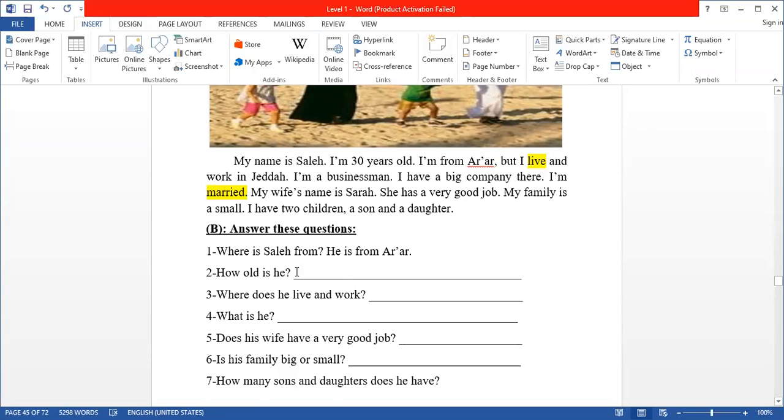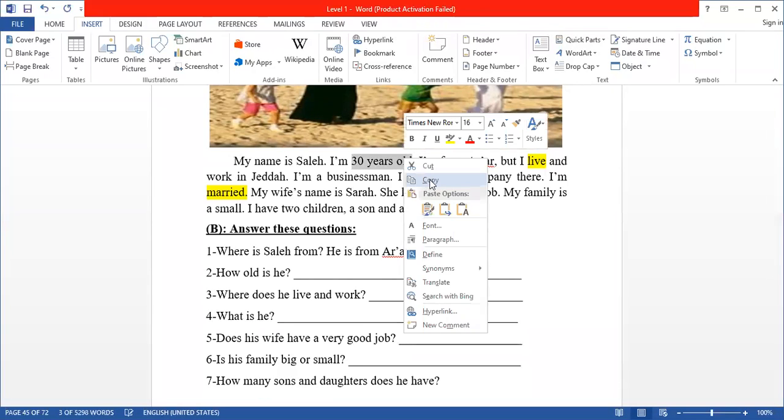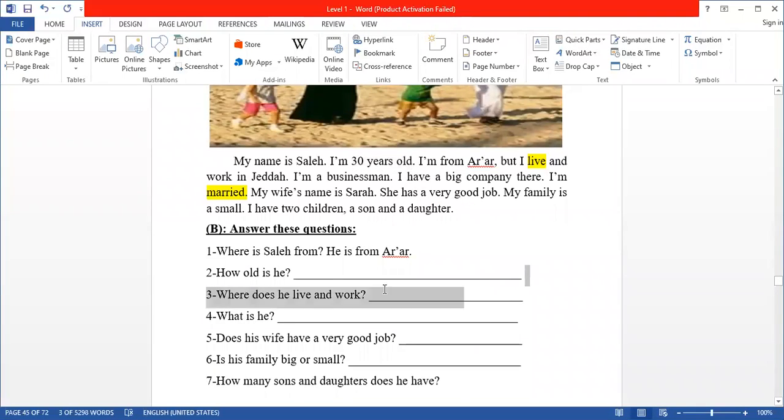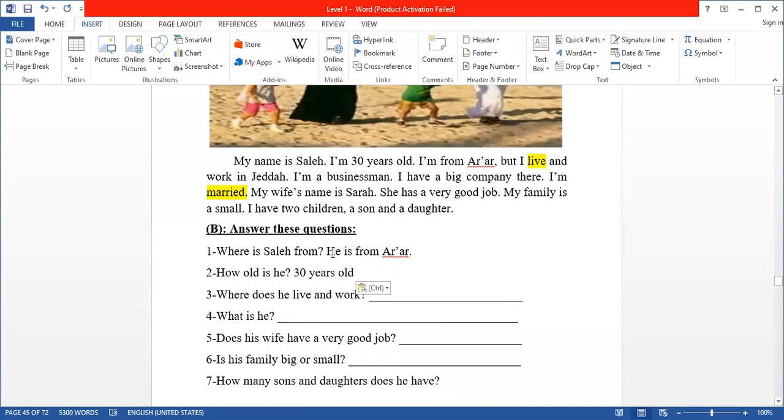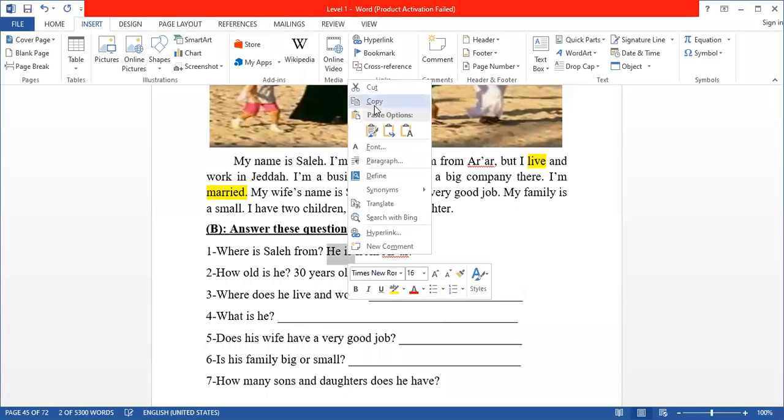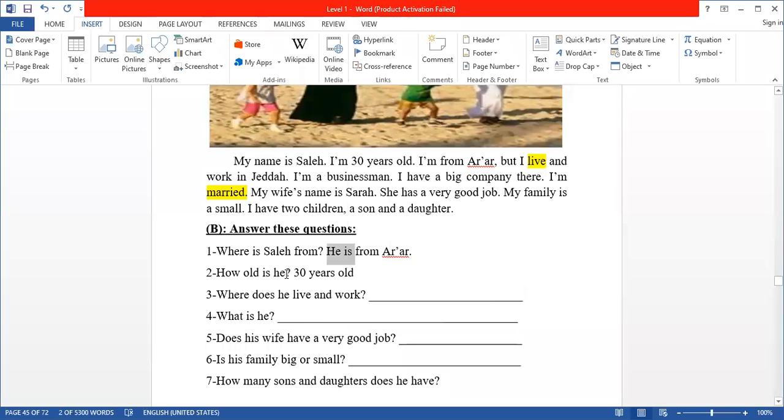How old is he? His age. He is 30 years old. Yes, he is 30 years old. He said that I am 30 years old, or he is 30 years old.